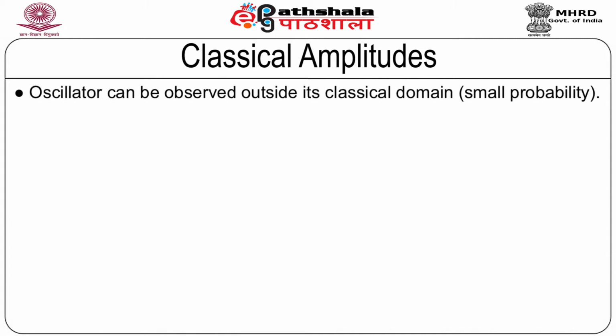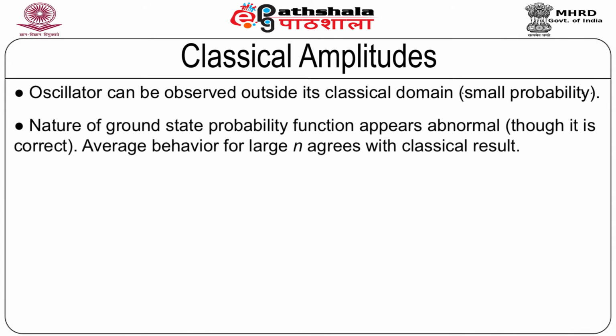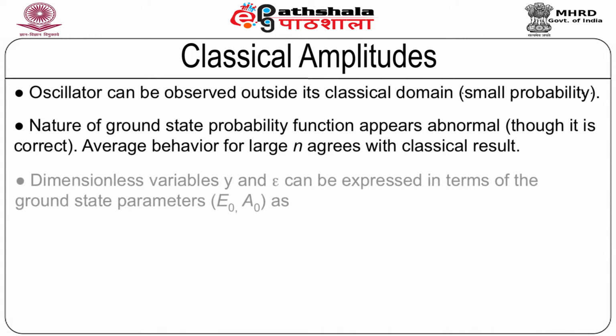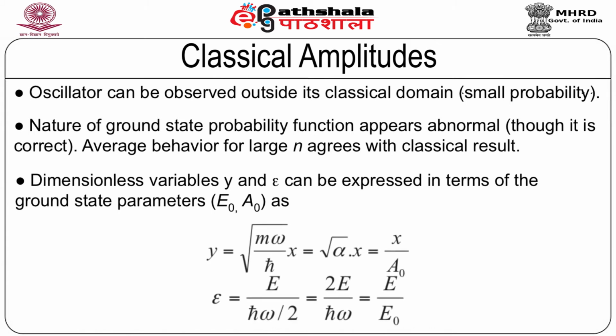Now the oscillator can be observed, as I already said, outside its classical domain with small probability. And the nature of the ground state probability function appears abnormal, though it is correct. Average behavior for large values of n agrees with the classical result. And finally, the dimensionless variables Y and epsilon can be expressed in terms of the ground state parameters. Y is the ratio of X and A0, and epsilon is the ratio of E and E0. A0 and E0 are ground state parameters.